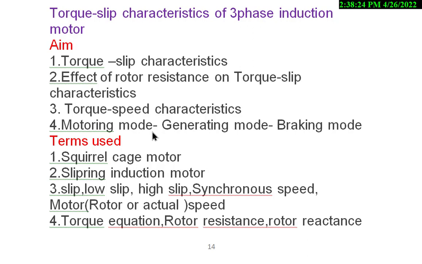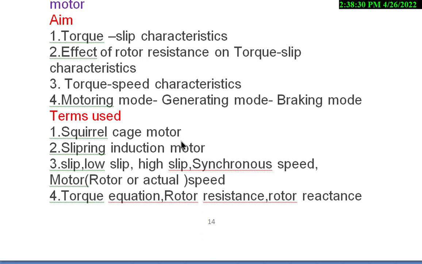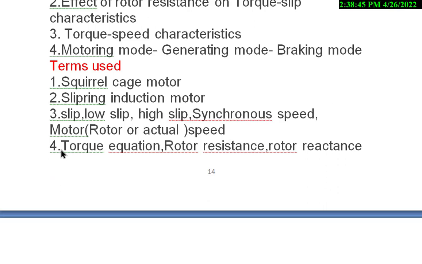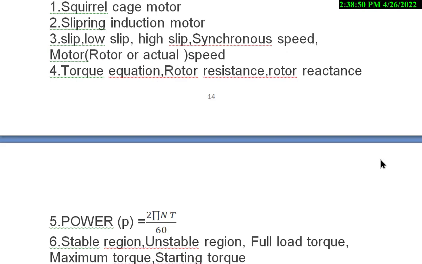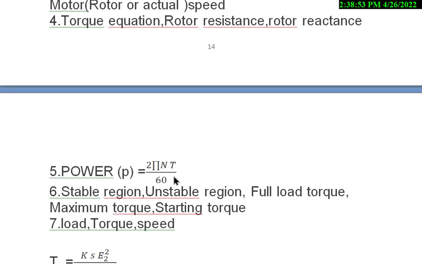To discuss these points, we also use some terms, that is squirrel cage induction motor, slip ring induction motor, slip, low slip, high slip, synchronous speed, rotor speed or motor speed or actual speed, which can be measured with the tachometer. And the other one is the torque equation, rotor resistance, rotor reactance, power equation. P is nothing but 2 pi N into T divided by 60. Here N is the rotor speed, T is the torque.